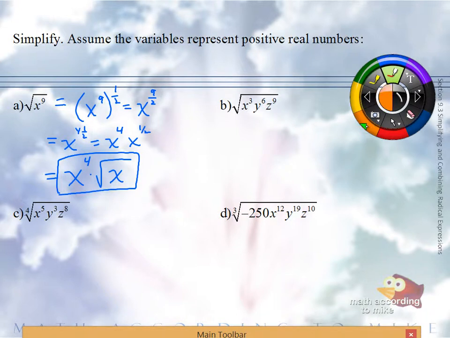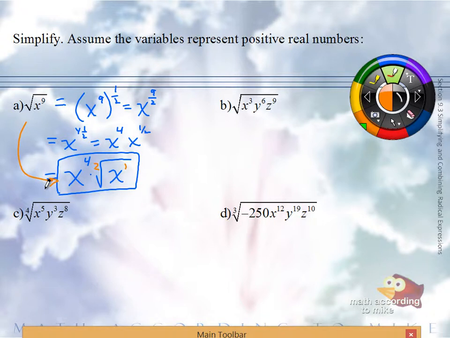That is the very long way. And we're not going to do that very long way anymore. Instead, here comes the shortcut. What is the index on this radical? 2. 2 goes into 9 how many times? 4 times. So we can pull out a 4, and how much is left over? 1/2. Done. So you can go from here to here in one step.